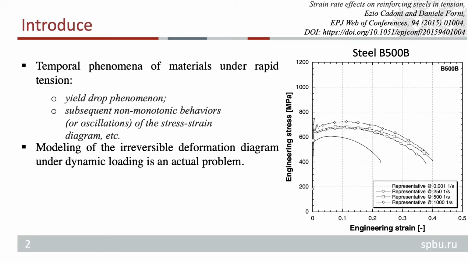Many temporal phenomena of high-rate plastic deformation of metals, such as the yield drop phenomena and subsequent non-monotonic behaviors, or the oscillations of the stress-strain diagram, were found in many experiments under rapid tension. These phenomena cannot be explained by the existing classical models and theories of plasticity. Thus, the modeling of the irreversible deformation diagram under dynamic loading is an actual and important problem.